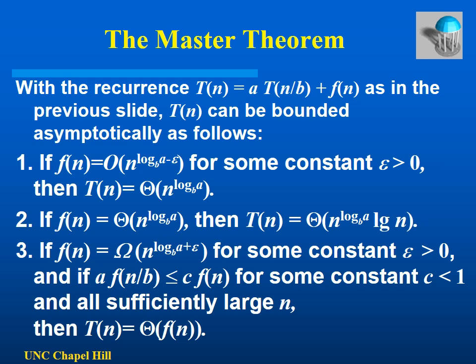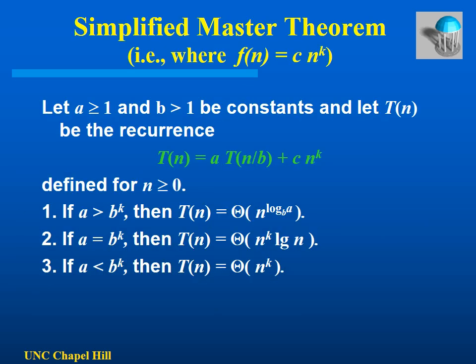But there's a particular case that makes this whole thing a lot simpler, and that's when f of n is some constant times some power of n. When T of n is a times T of n over b plus f of n, when that function f of n is simply some power of n, the master theorem is much simpler. And this works for any power of n.